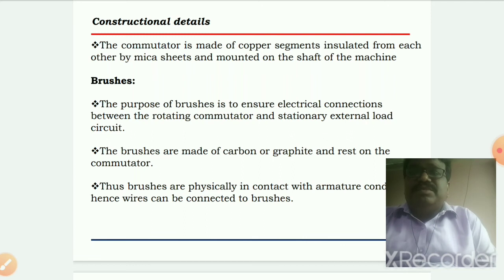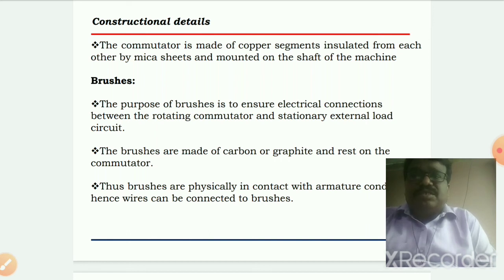The next part of the DC machine is the brushes. The purpose of brushes and slip rings in a DC machine is this: whatever voltage is generated in the armature conductors and converted into DC using the commutator, that converted DC is collected by the brushes and slip rings and connected to the external load. This is the main purpose of using brushes in a DC machine. Generally, the brushes are made up of carbon or graphite.